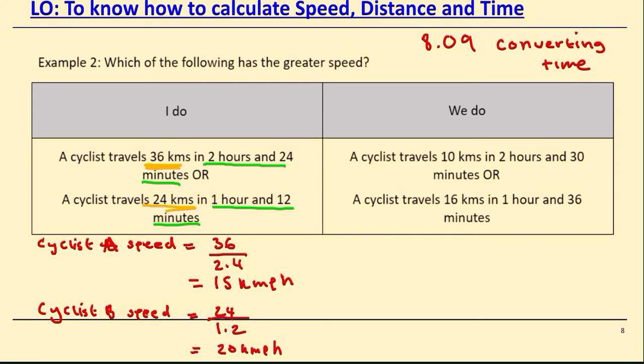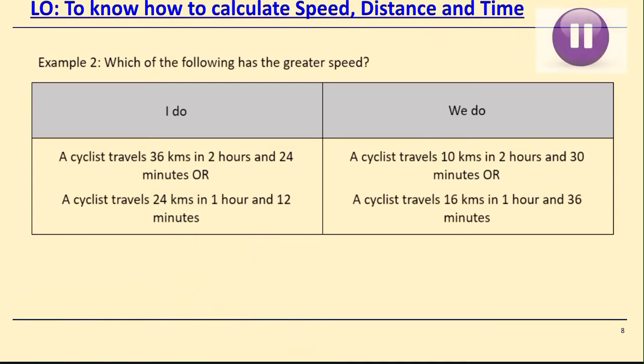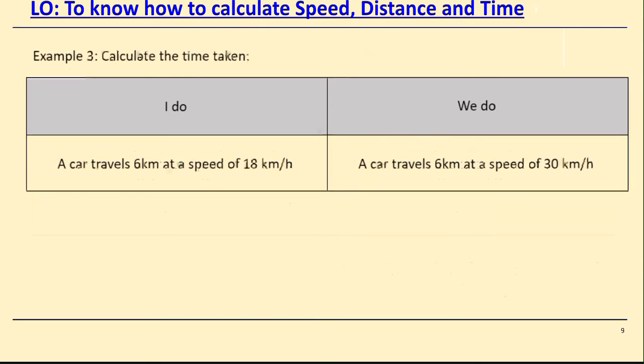We now compare. Is 20 greater than 15? Yes, it is. So the cyclist with the greatest speed is going to be cyclist B, which is 20 kilometers per hour. Pause the video, give yourself some time to do the we do question. Great work. The answer is cyclist B. Moving on to example 3.